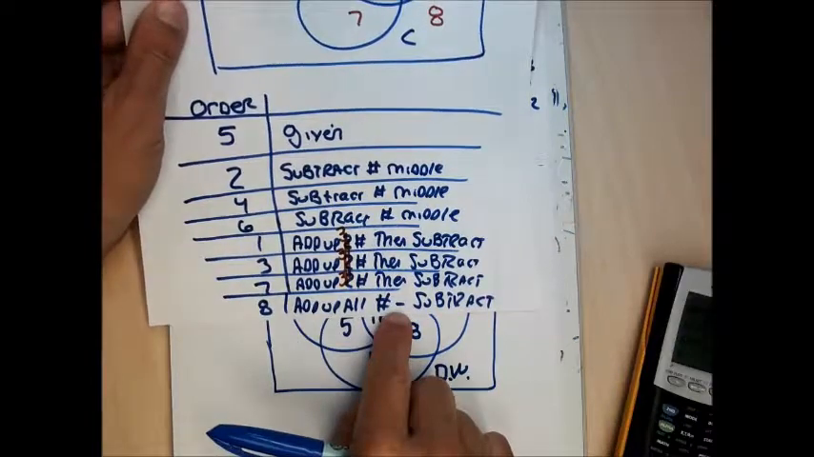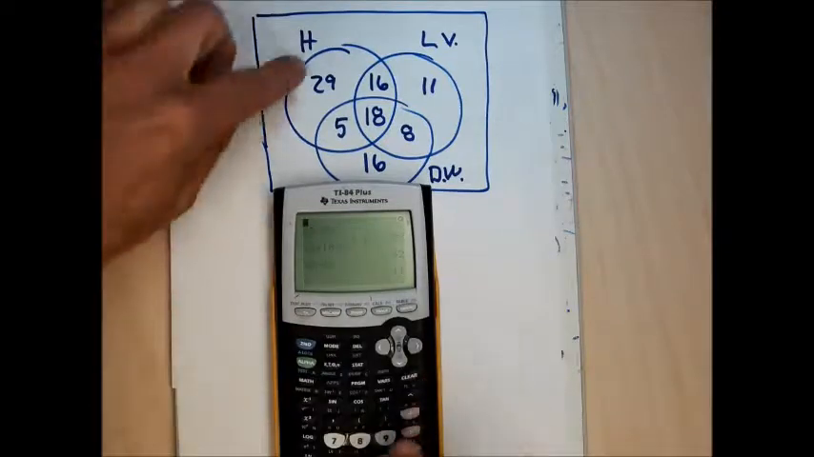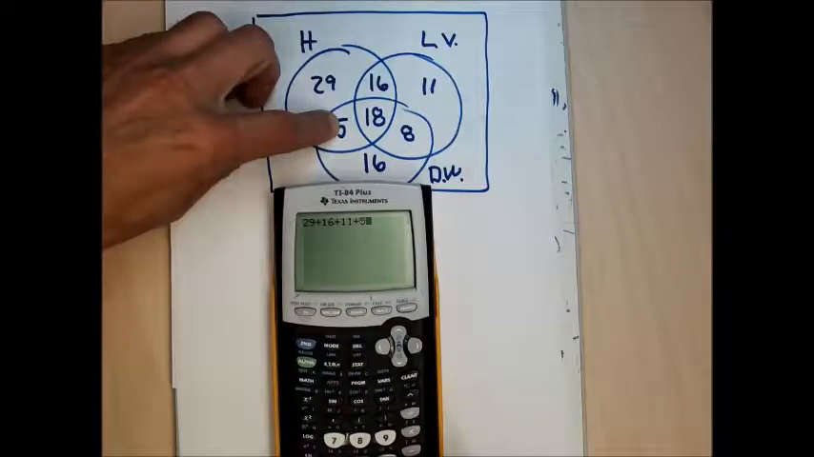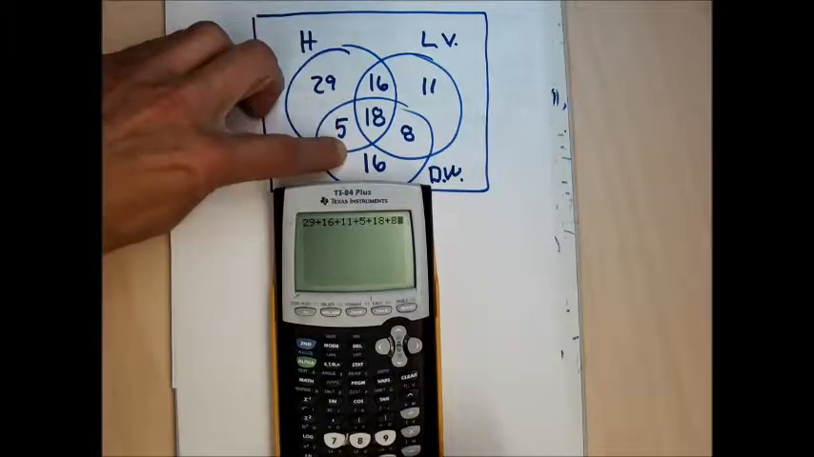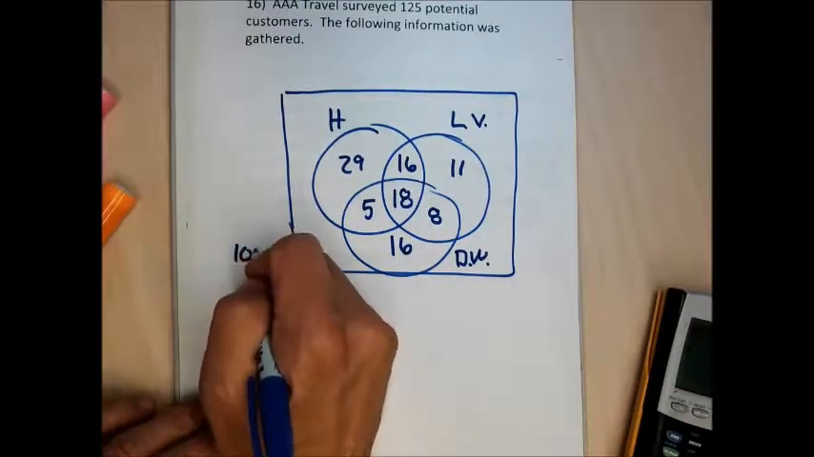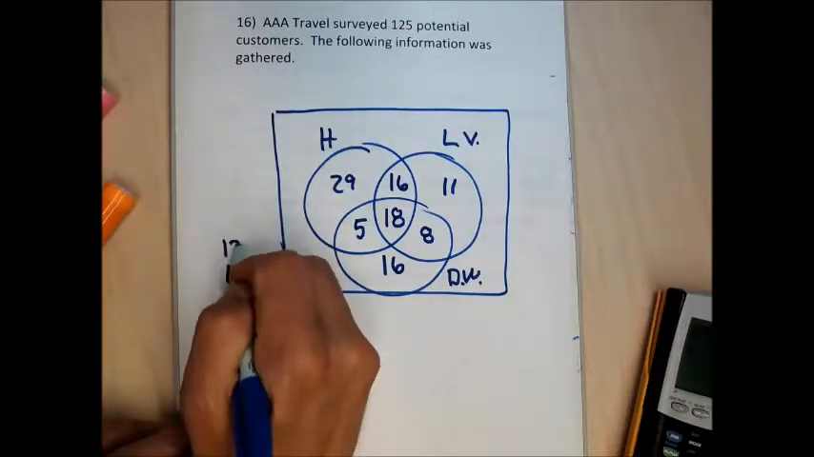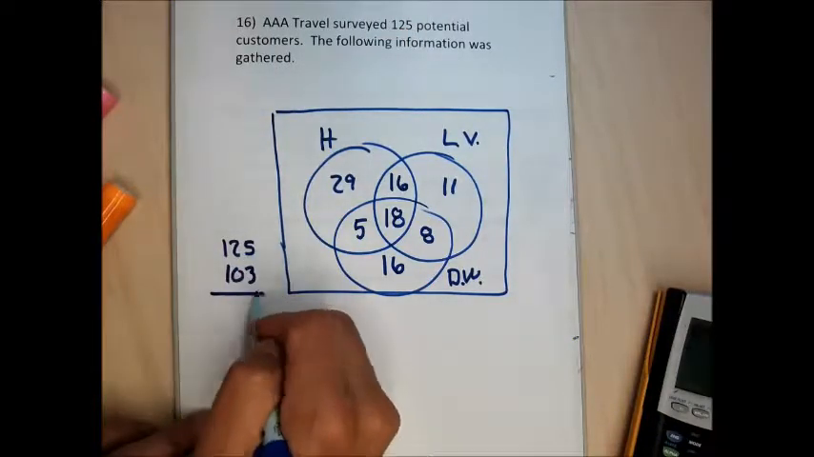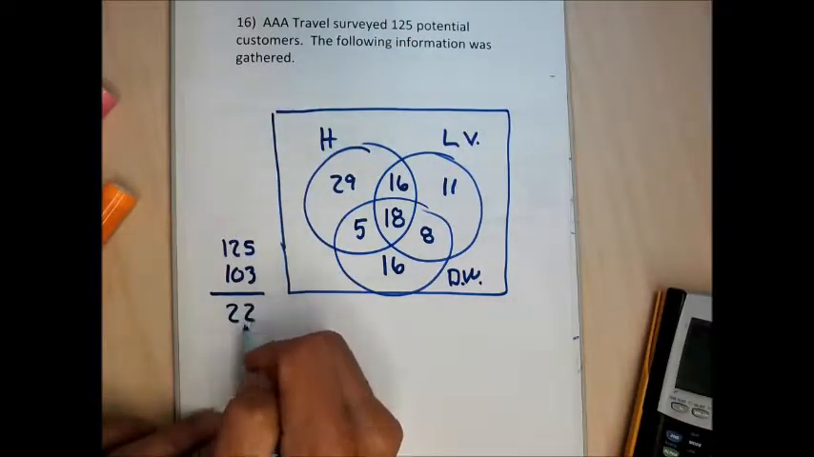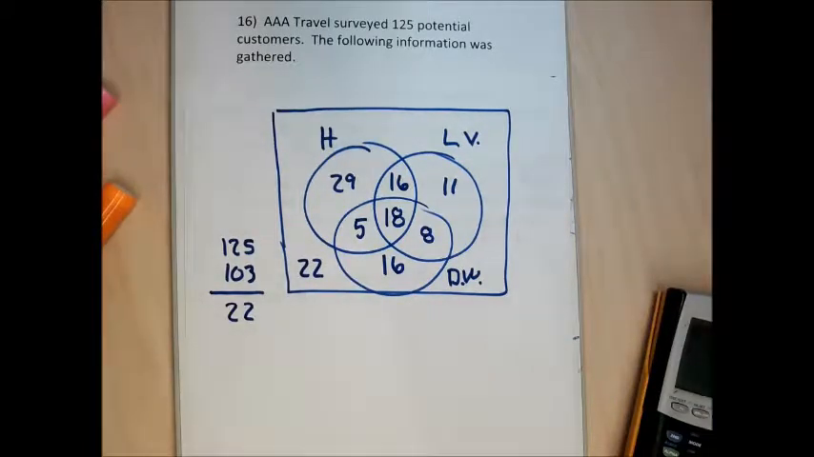Last thing I need to do is region 8. I add up all the numbers and then subtract. So let me add up all the numbers real quickly. 29 plus 16 plus 11 plus 5 plus 18 plus 8 plus 16. All the numbers add up to 103. All the numbers need to add up to the 125 potential customers. So I'm going to take the difference between the potential customers, the 125 and the 103 that we've classified. That gives me 22 that goes outside the circle somewhere. That's a perfect Venn diagram for number 16.